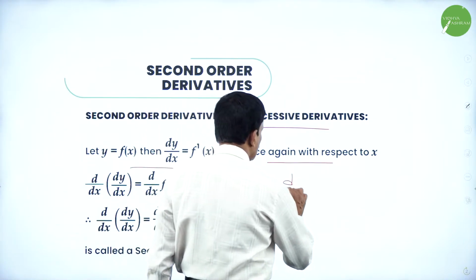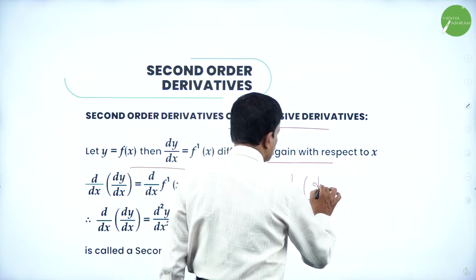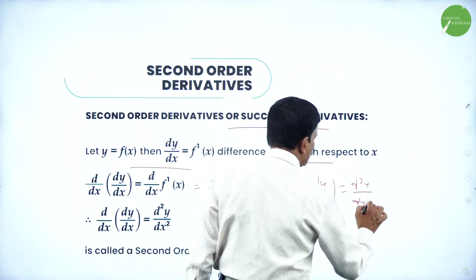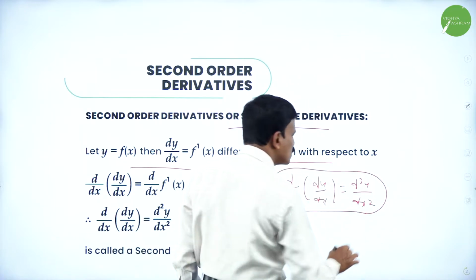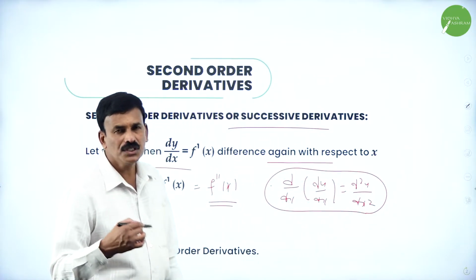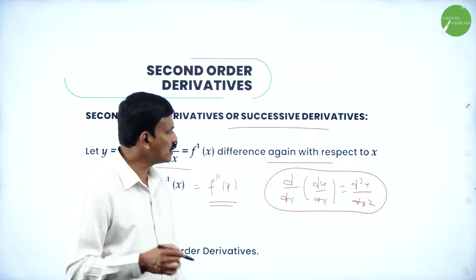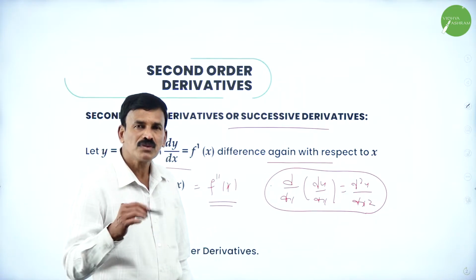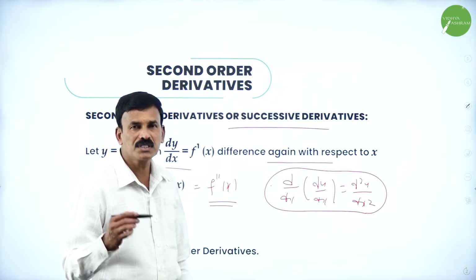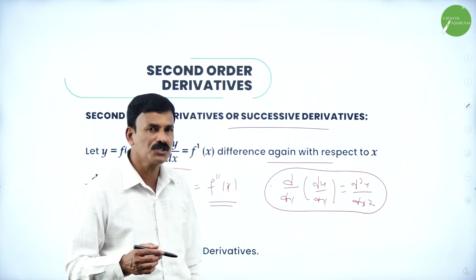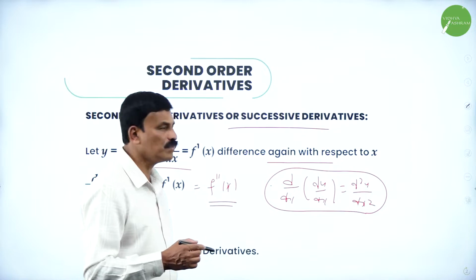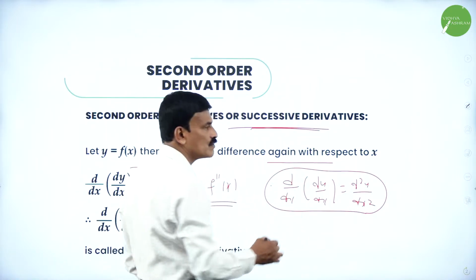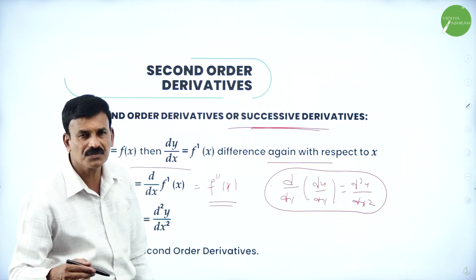So d by dx of dy by dx is equal to d square y divided by dx square, called the second derivative of a function. If you differentiate one more time, you will get d cube y by dx cube, called the third derivative. If you differentiate n times, you will get the nth derivative denoted as d^n y by dx^n, and that is called successive differentiation, one differentiation after the other.